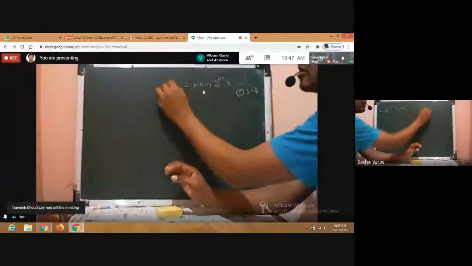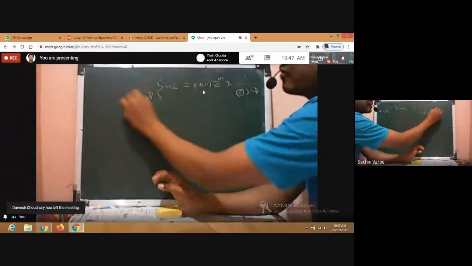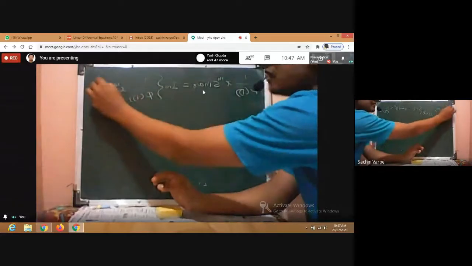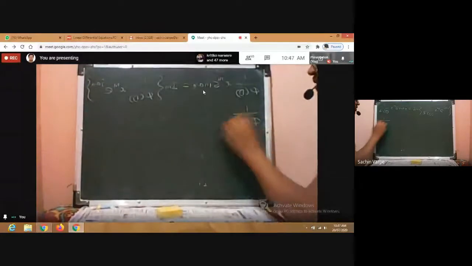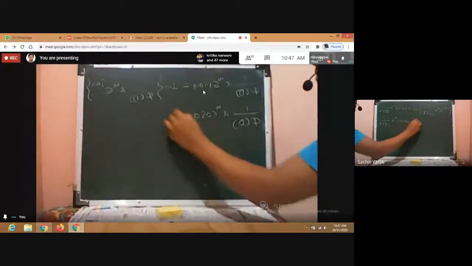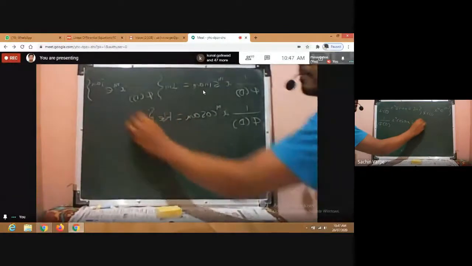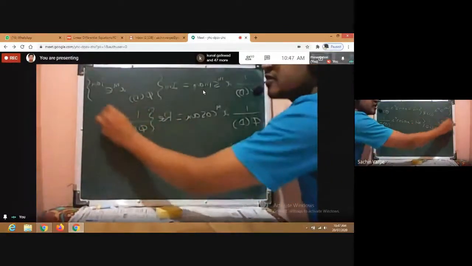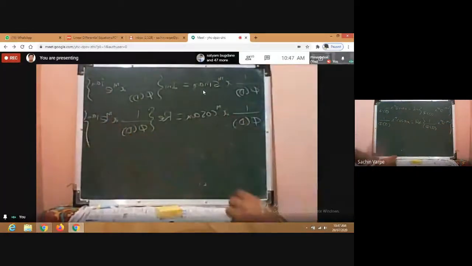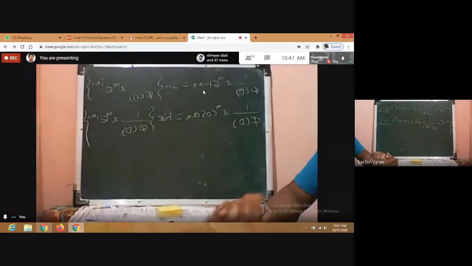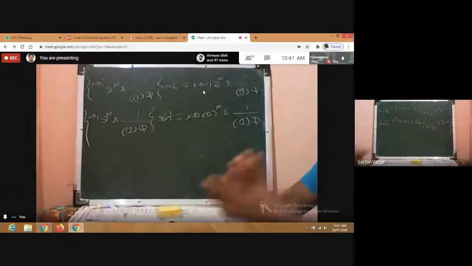So I'm rewriting the formulas. 1 upon phi of D x raised to m sin ax is nothing but the imaginary part of 1 upon phi of D x raised to m e raised to i ax, isn't it? And the second formula is 1 upon phi of D x raised to m cos ax is nothing but the real part of 1 upon phi of D x raised to m e raised to i ax. So these are the only two formulas in the last case. Please ask if any doubt in the formulas. Please ask.